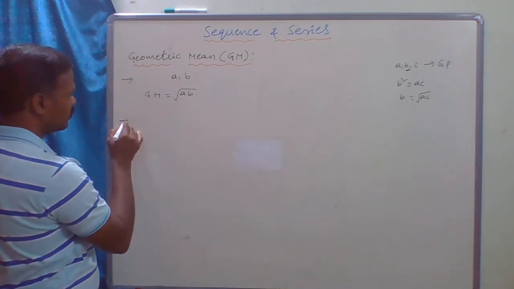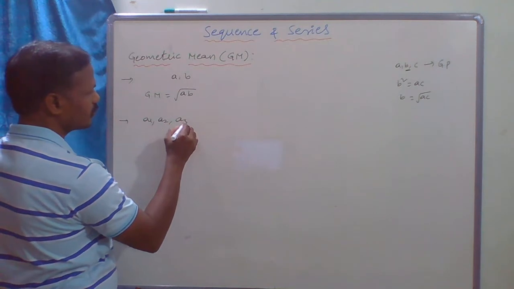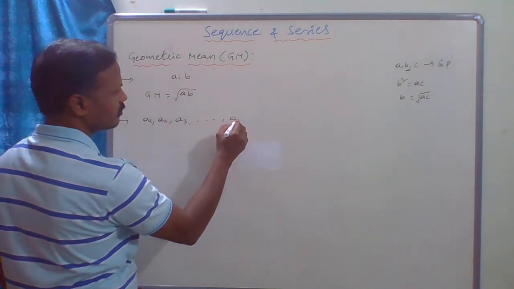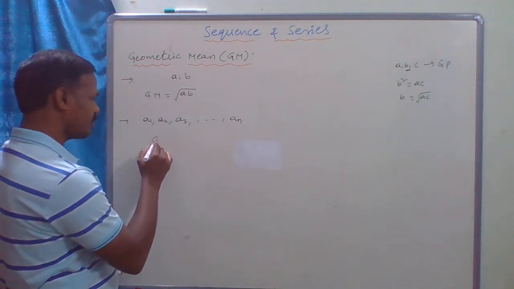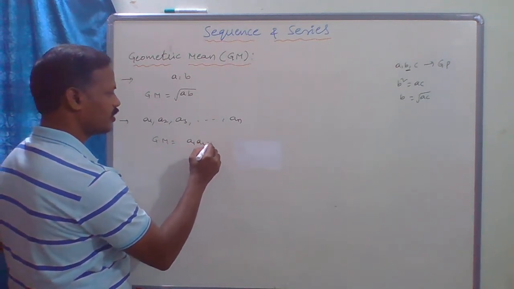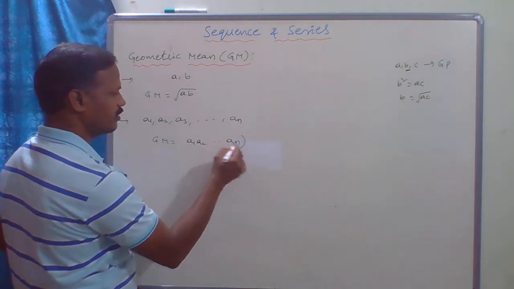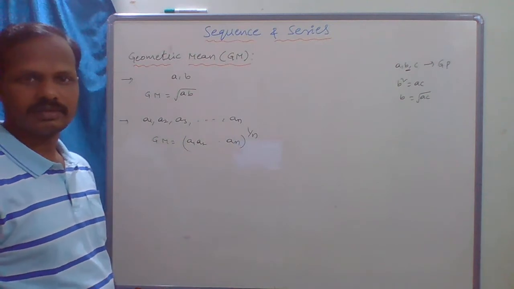Okay. Now if n numbers are given, A1, A2, A3, so on, An, then their geometric mean is A1 into A2 into so on, An whole power 1 by n. Yes? Okay.